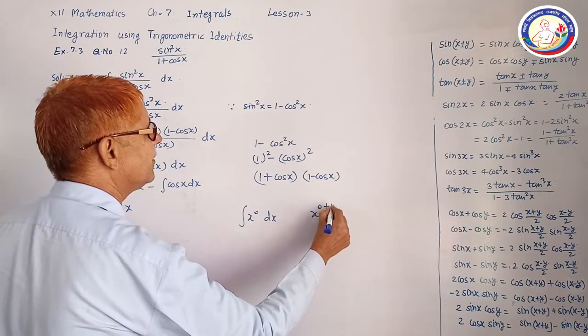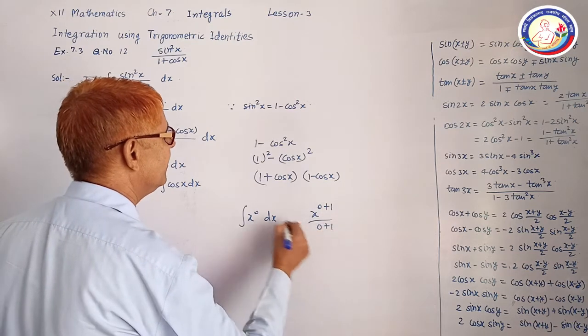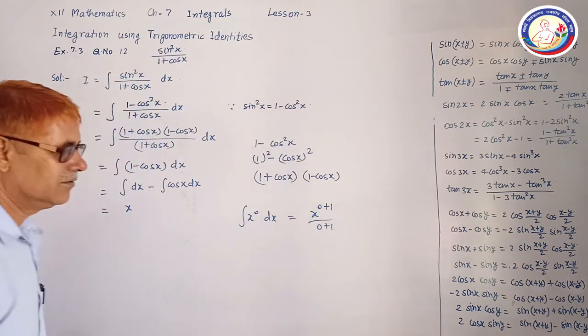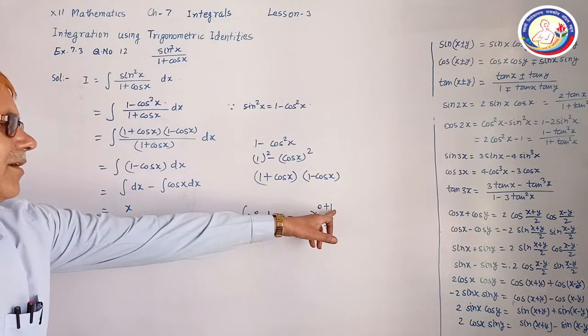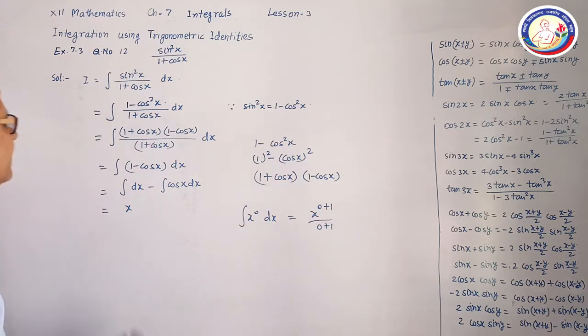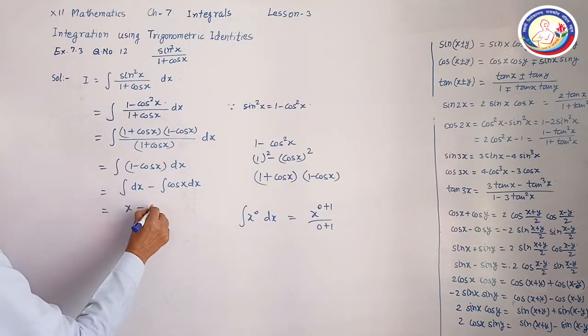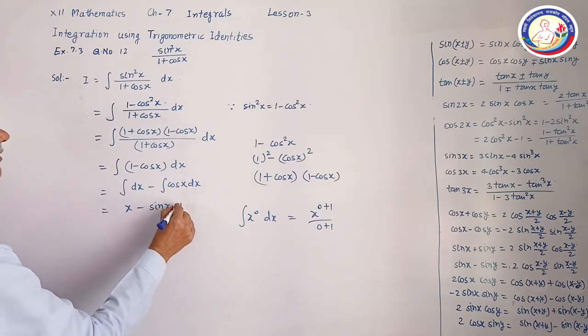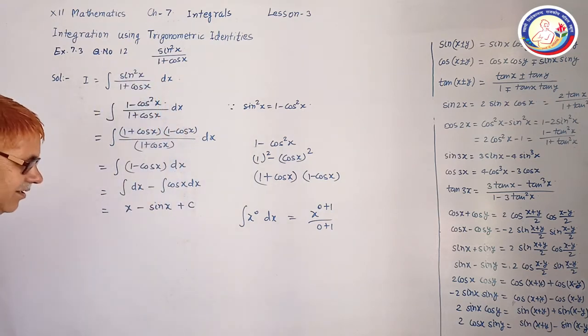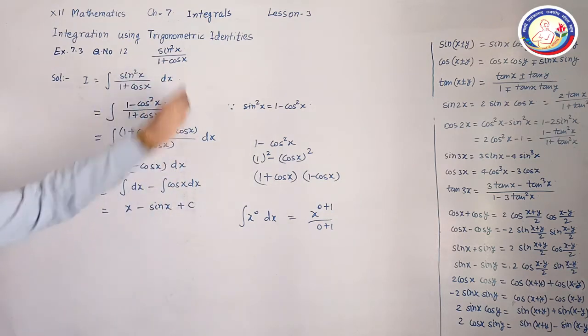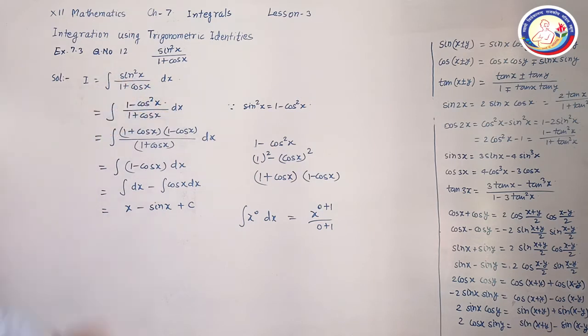X raised to power 0 plus 1 upon 0 plus 1 will be the integration of this. So it will be x raised to power 1 simply, and it is x minus cos x is the derivative of sin x. So its integration will be sin x plus constant of integration c. So in this way we can integrate this function sin square x upon 1 plus cos x.